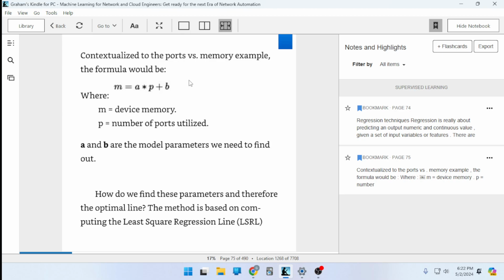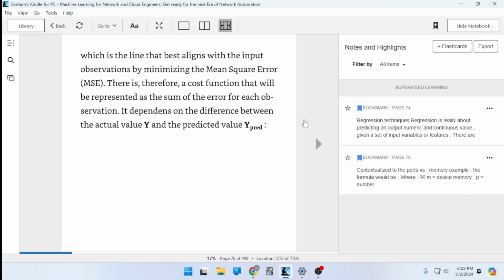So how do we find these parameters and therefore the optimal line? The method is based on computing the least square regression line, LSRL, which is the line that best aligns with the input observations by minimizing the mean square error, MSE. There is, therefore, a cost function that will be represented as the sum of the error for each observation. It depends on the difference between the actual value y and the predicted value y predicted.